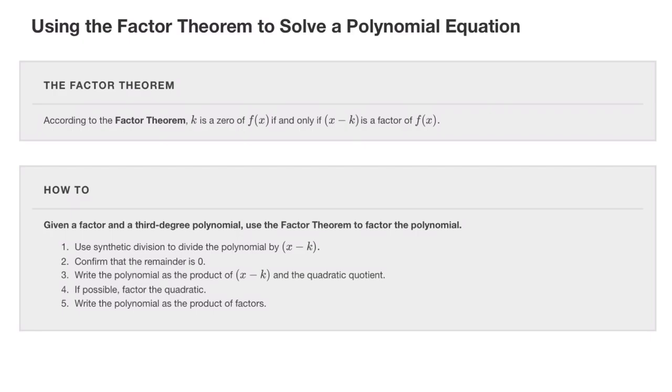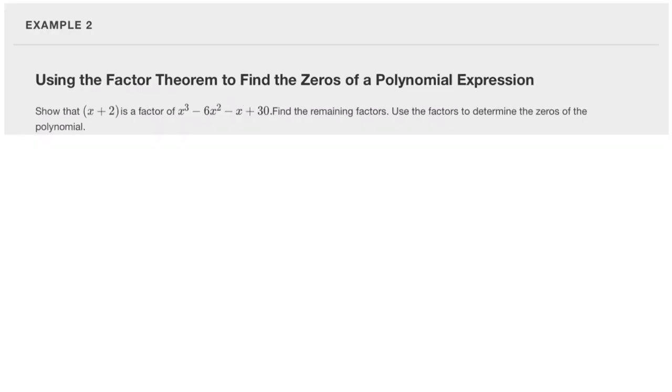So according to the factor theorem, k is a zero of f if and only if x minus k is a factor. So the factor theorem says that when we do synthetic division or polynomial long division, if our remainder is 0, then x minus k is a factor of the original, right? So we can use synthetic division and polynomial long division as we factor.